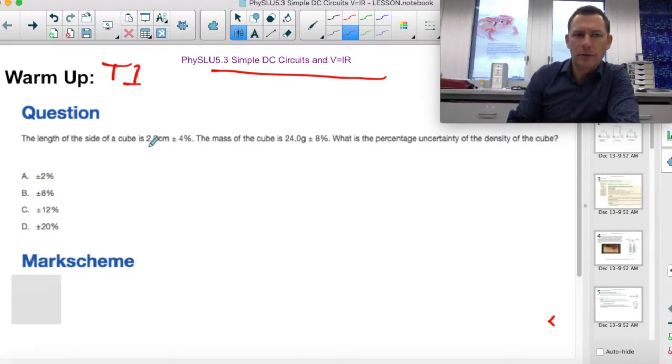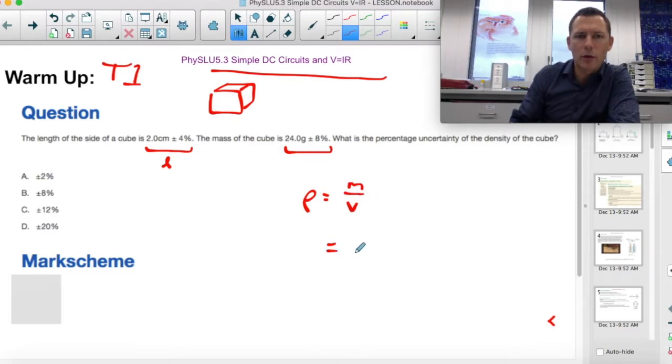Okay, so we're talking about the side length of a cube. So here's our cube. It's a certain length. It's 2 centimeters plus or minus 4%. We might be off. And the mass is this, right? So now we're trying to calculate density, and we want to find the uncertainty. Well, density is mass divided by volume.